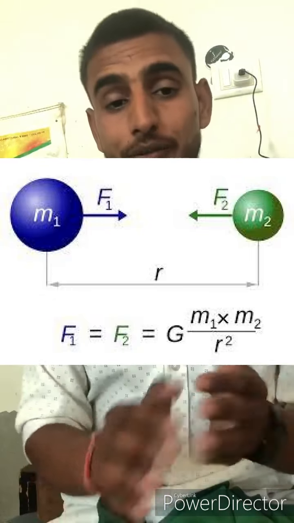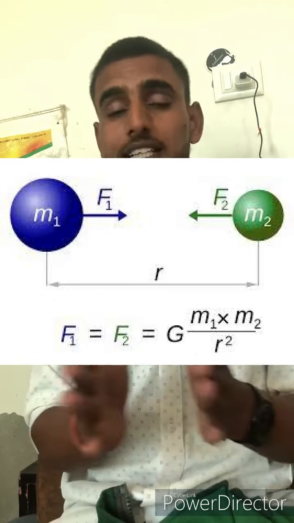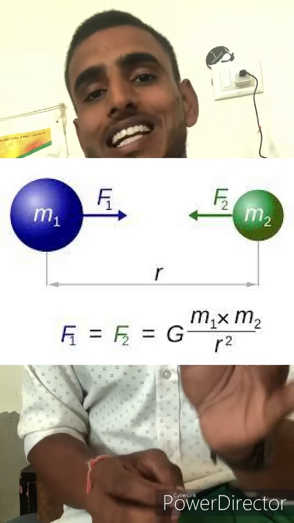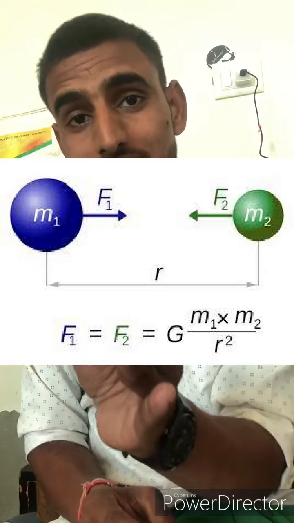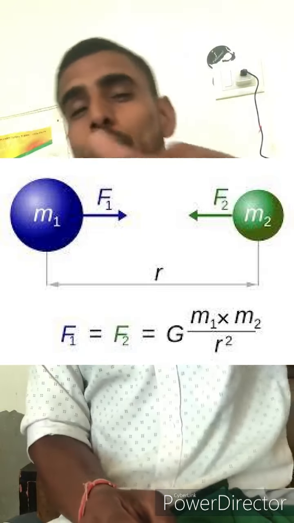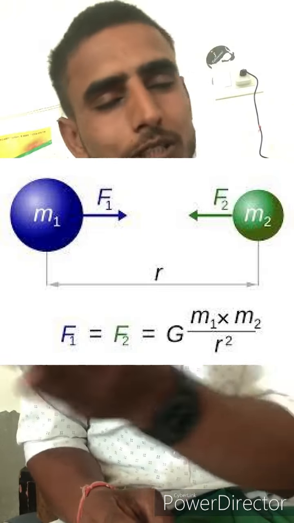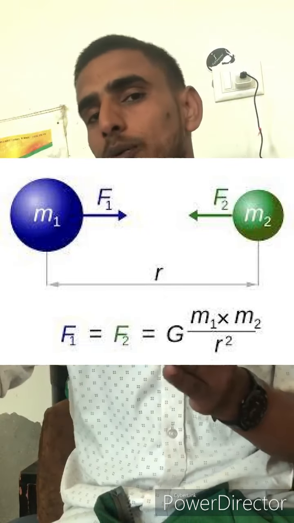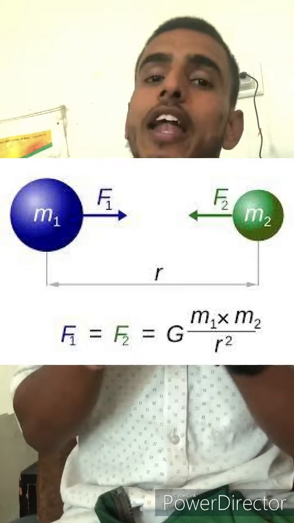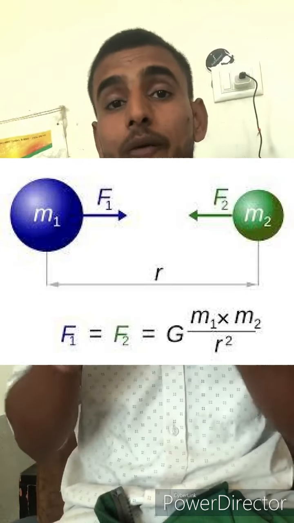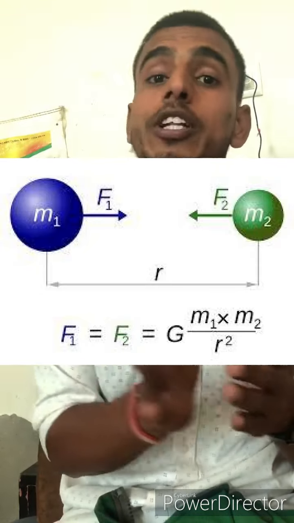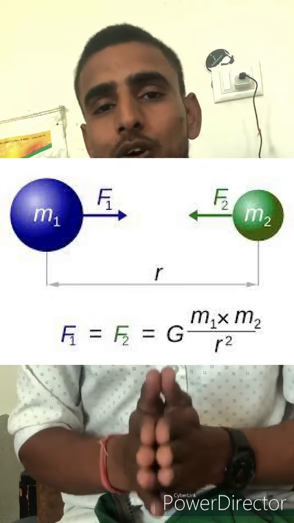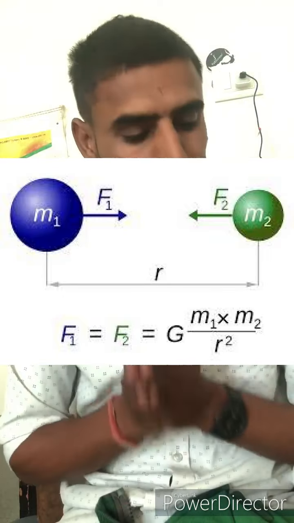Mathematically, the force of attraction between these two bodies is directly proportional to the product of the masses m1 and m2, and inversely proportional to the square of the distance between them. So F is proportional to m1 m2 by r squared. As always, we have to remove the proportionality sign. For removing this proportionality sign, we will use a constant called the gravitational constant, represented by G.